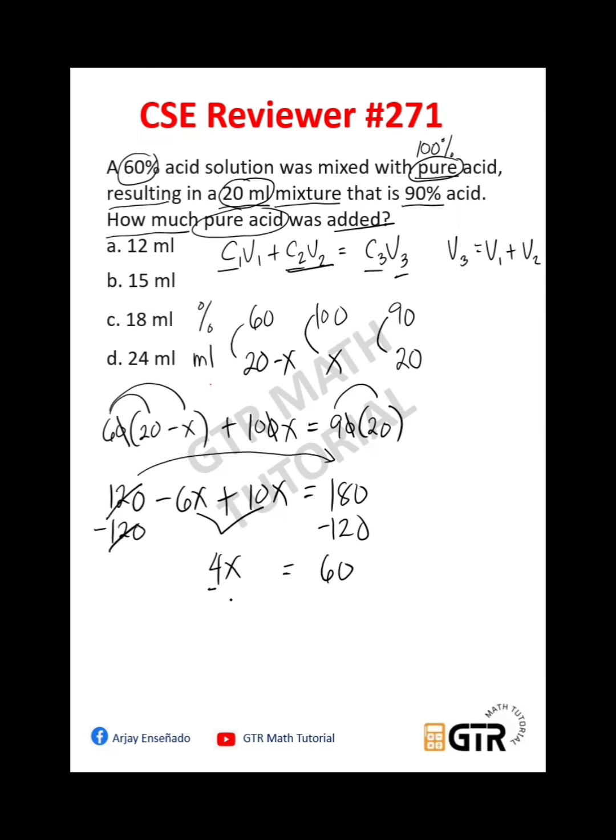And then last step, divide both sides by 4. So 60 divided by 4, that is equal to 15. So the amount of pure acid is 15 ml. The answer is letter B.